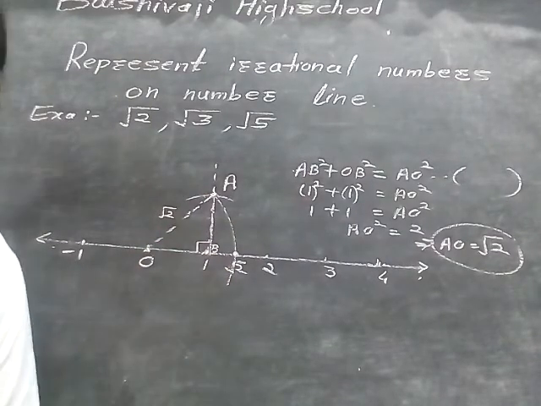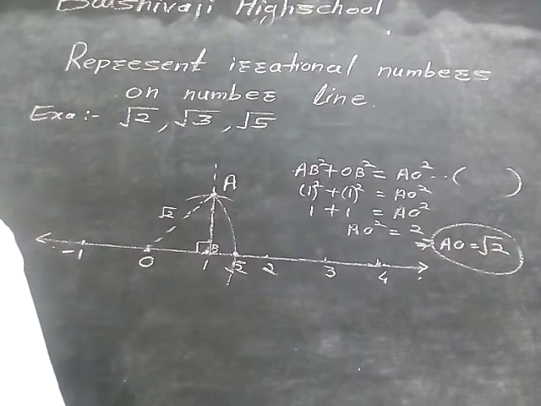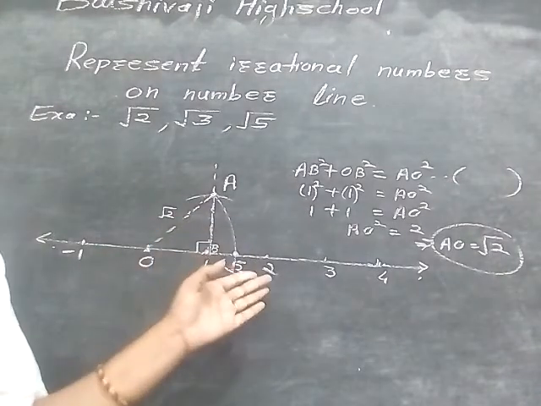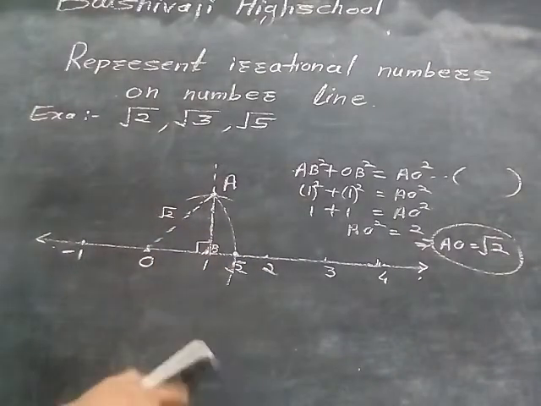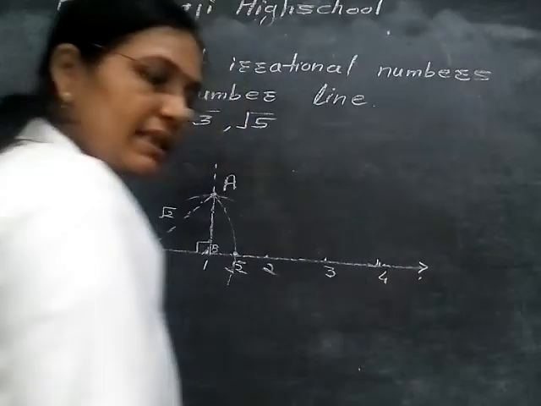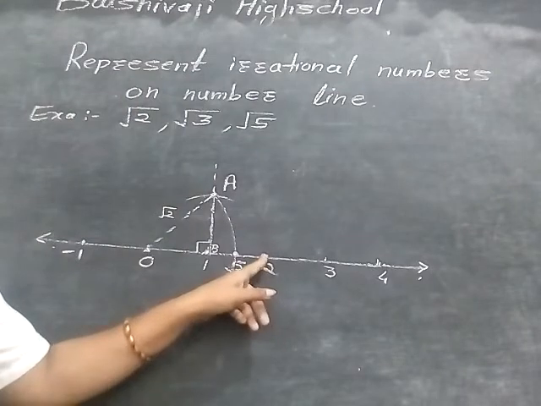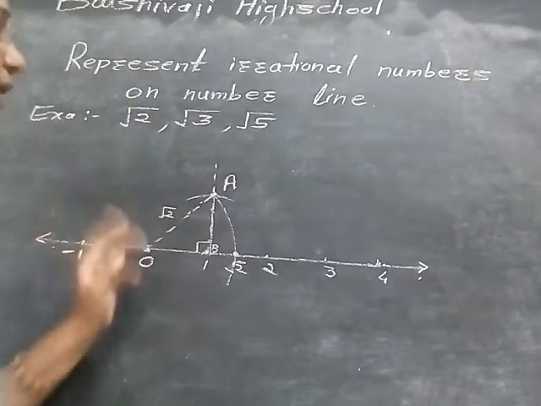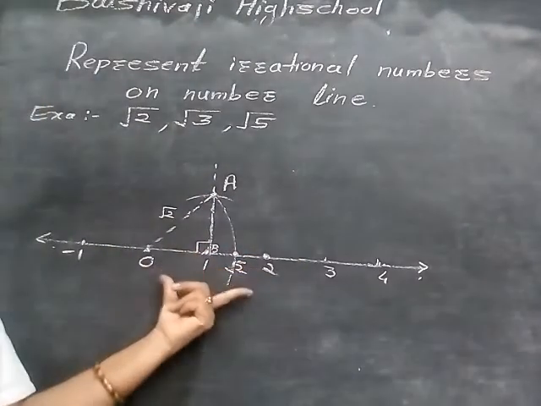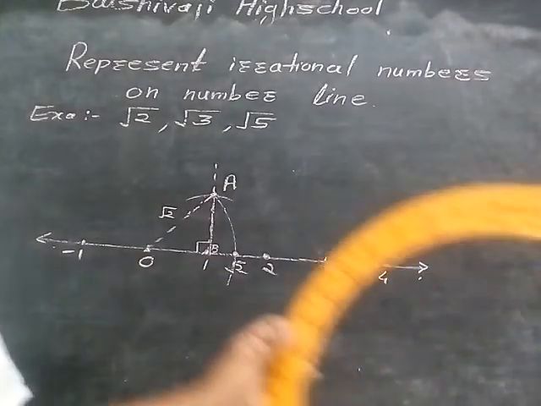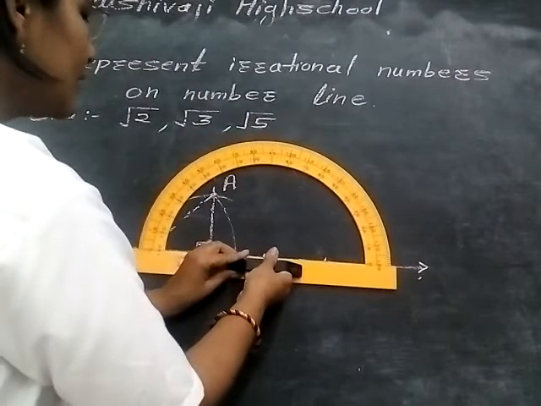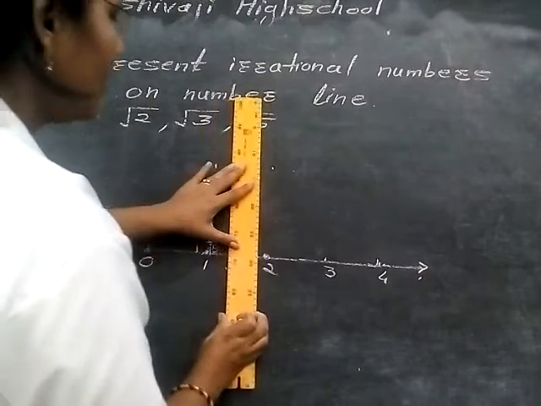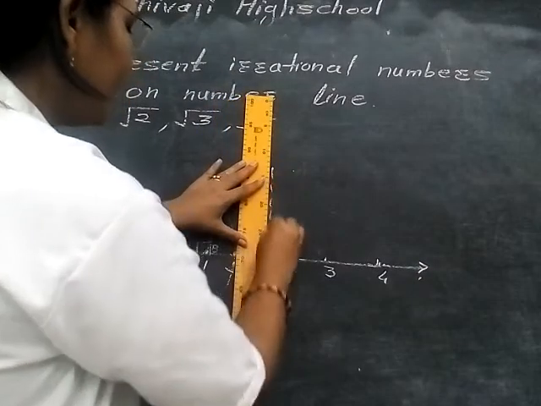Similarly, we can also draw root 3 on a number line, root 5 on a number line. Now how can we draw root 5 on a number line? For root 5 we consider the length 2 units, 2 square that is 4, and 1 square that is 1, 4 plus 1 is 5. So we draw a perpendicular at a 2 unit distance.